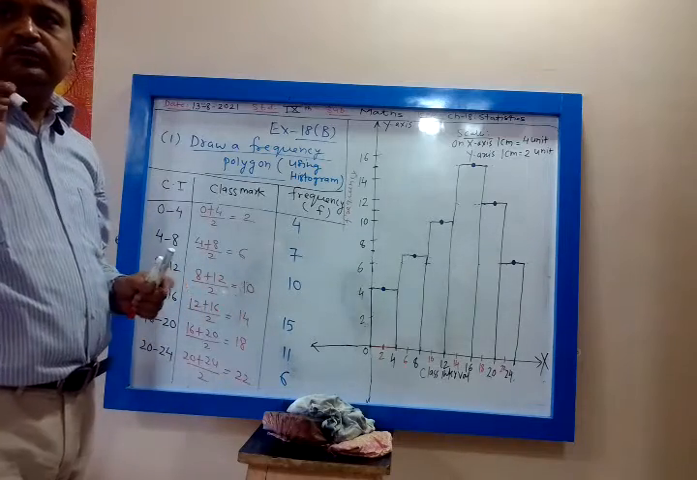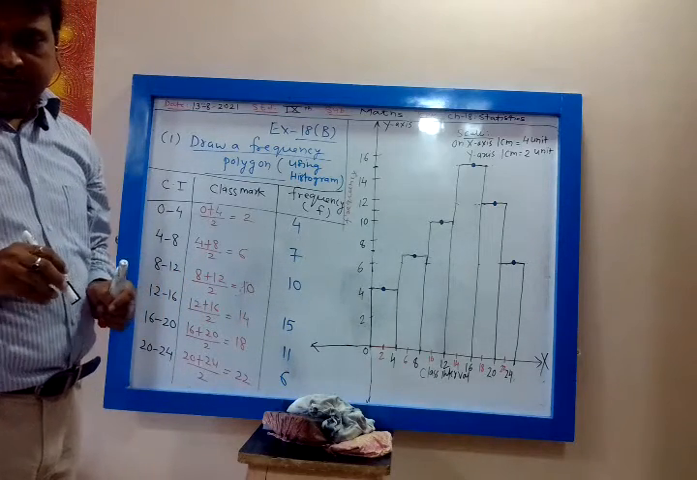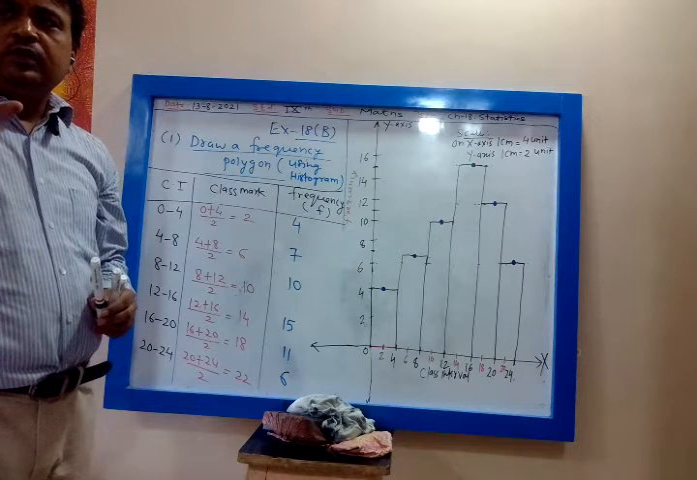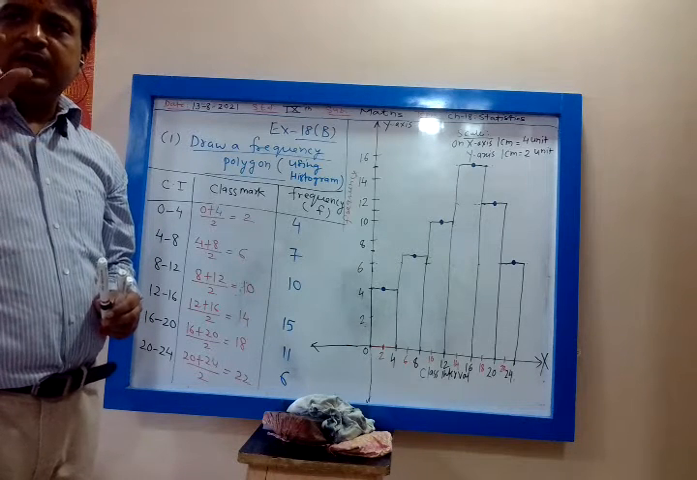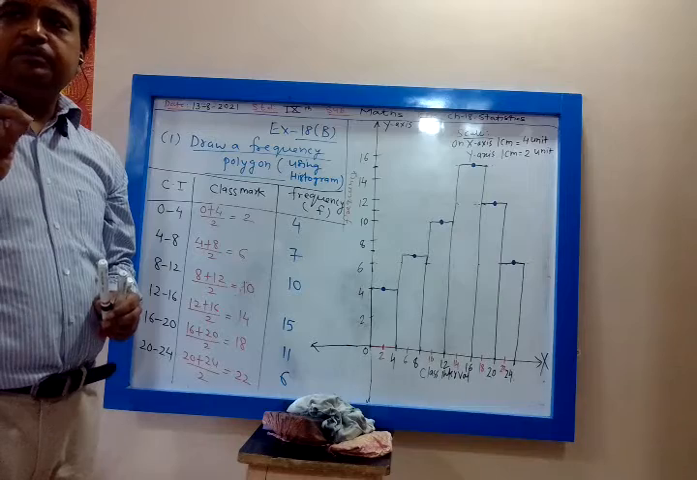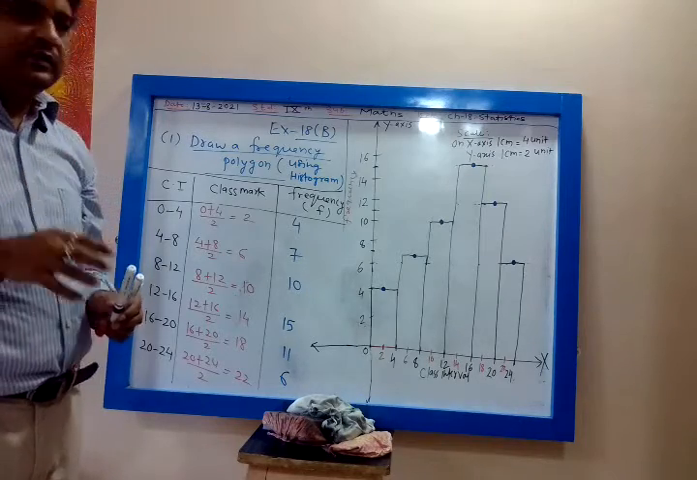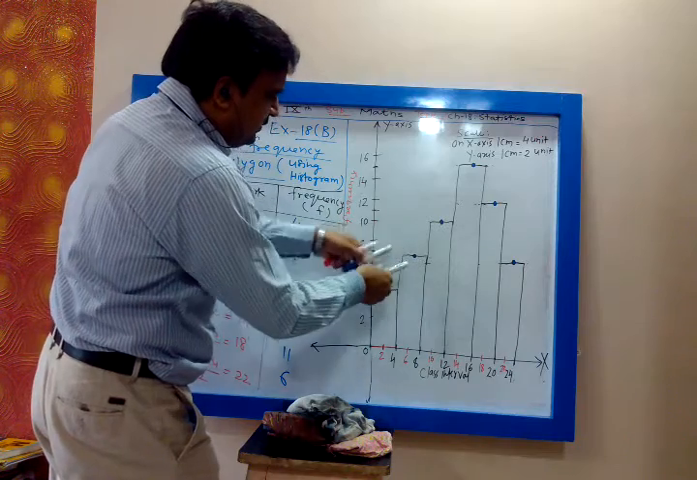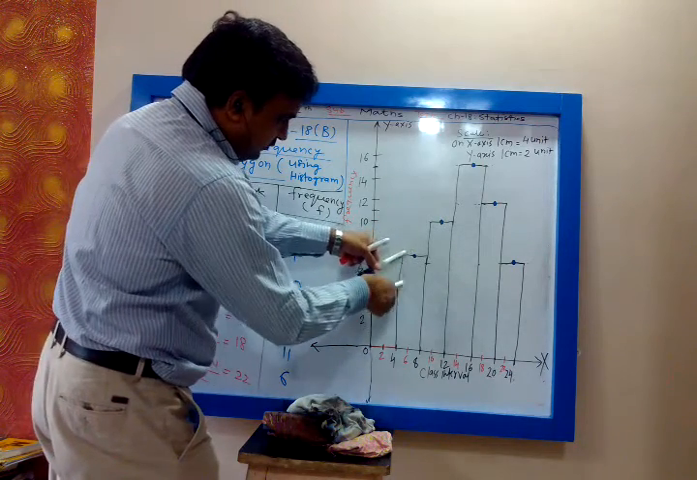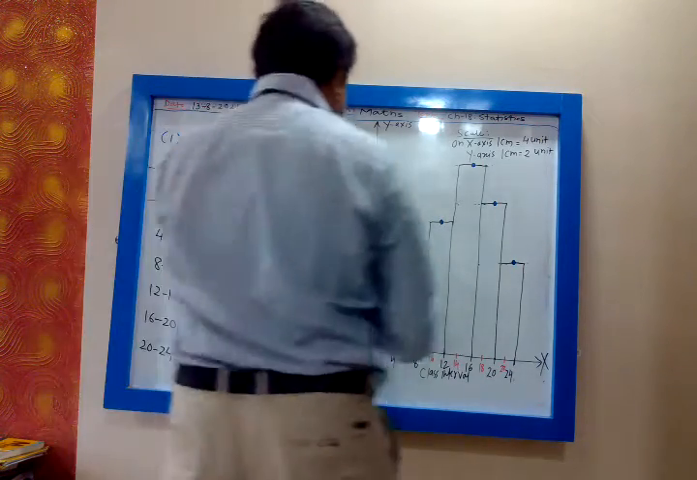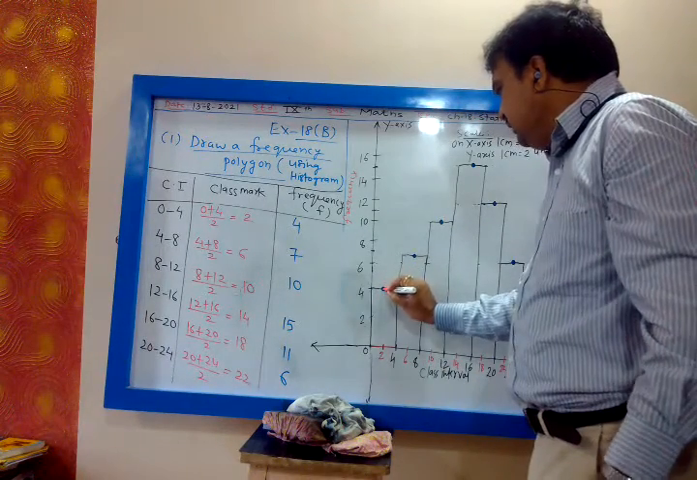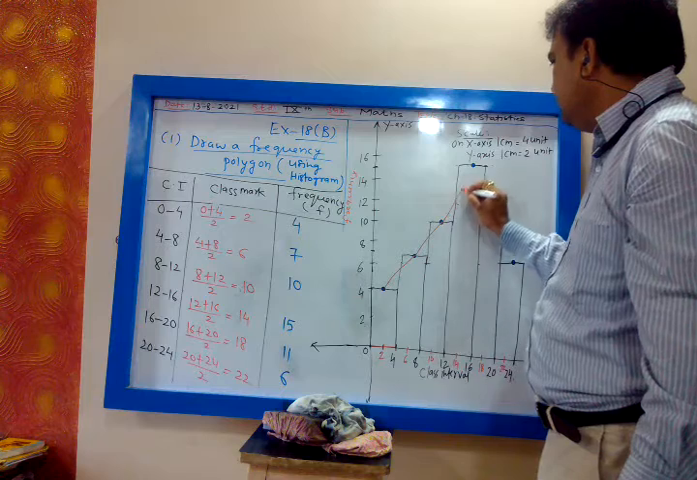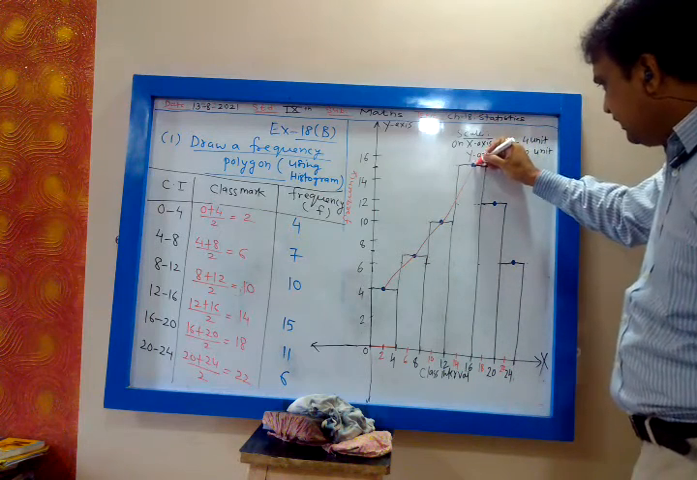But see here, one minute. This is the rule of the frequency polygon: it must start from the x-axis and it must end at the x-axis. First you join the dots with the help of the scale.